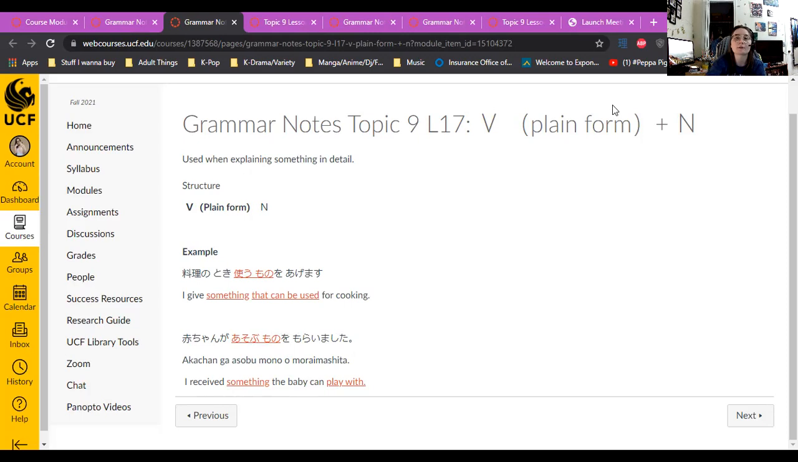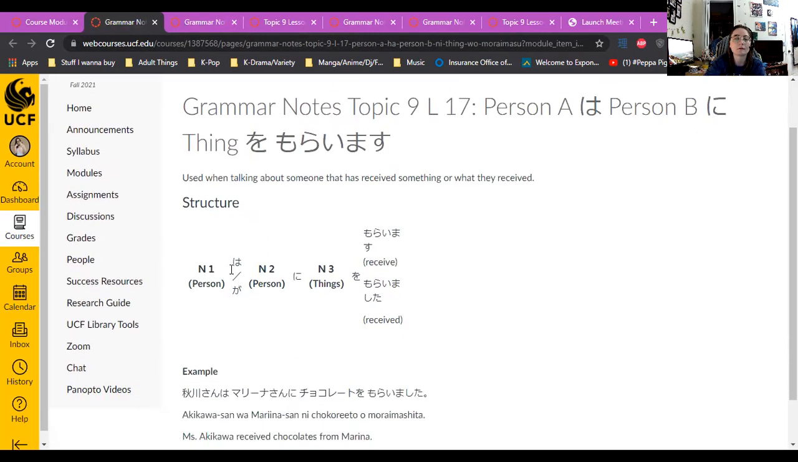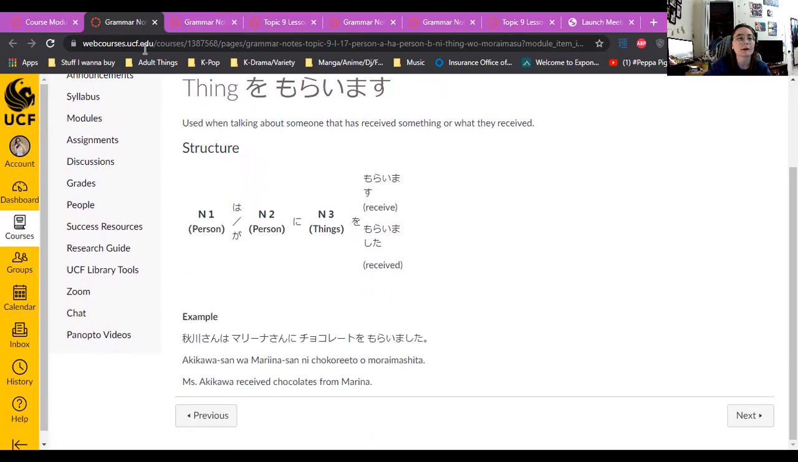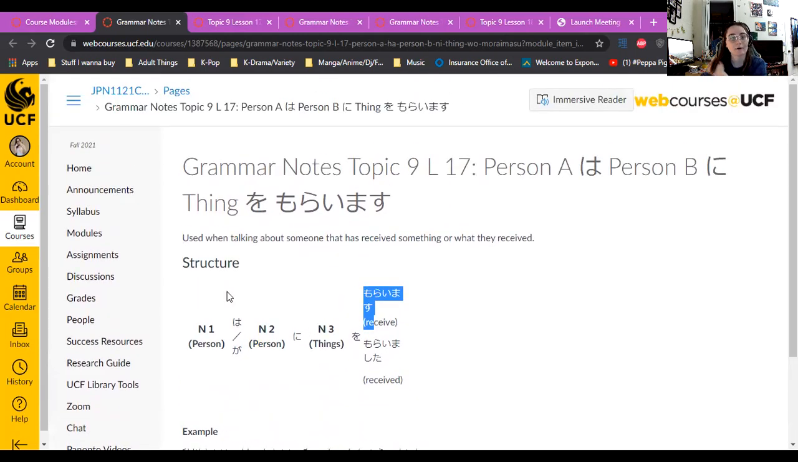Okay, and then let's go back to, did we do this? Moraimasu and agemasu are split up for some reason in here. Moraimasu or moraimashita, received. Aikawa-san wa Marina-san ni chocolate o moraimashita. So Aikawa-san received chocolates from Marina. Okay.